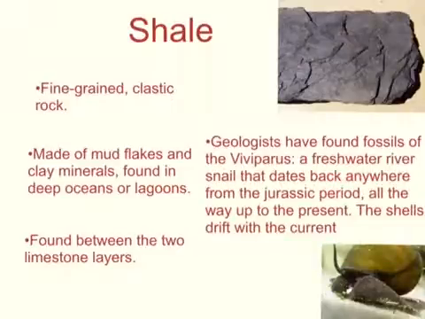The next layer is the shale layer. It is found in between the two limestone layers. Shale is a fine-grained clastic rock made of mud flakes and clay minerals found in deep oceans or lagoons. Geologists have found fossils of the Viviparus, a freshwater river snail that dates back anywhere from the Jurassic period all the way up to the present. The shells drift with the current, and that is how we are finding their fossils today.